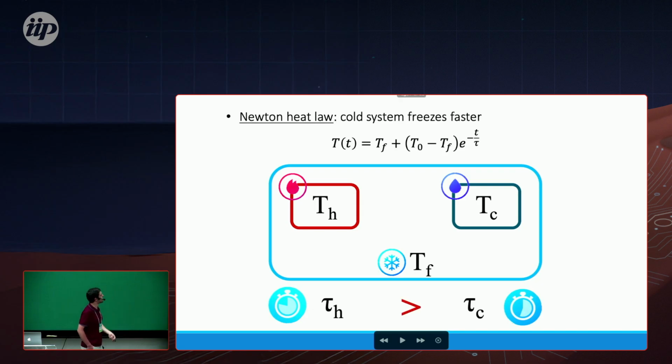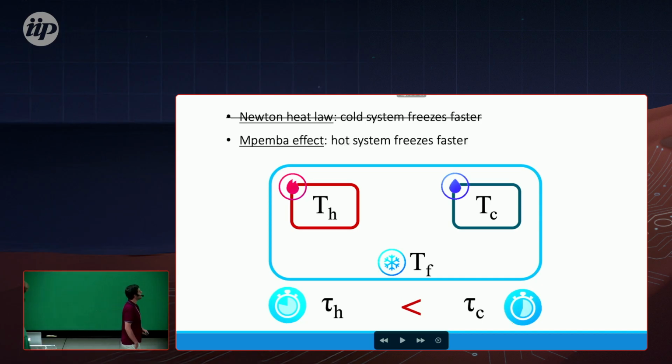And of course, if we think about the phenomenological Newton heat law, we expect that the hot system will freeze in a longer time, because it starts from a higher temperature, which will decay exponentially in time, so it must first reach this temperature and then go down. So normal common sense says that Th is greater than Tc. But sometimes this does not happen: it could happen that Th, the time for the hotter system to relax, is smaller than the time for the cold system to relax. In this case, we talk about the Mpemba effect in the classical way.